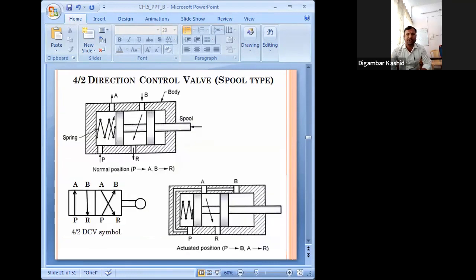Then 4/2 direction control. There again it is spool type, spring return is there. You can see in the normal position, fluid will pass from P to A and from B fluid will come to the reservoir. But when it actuates, fluid will pass P to B, and fluid will come from A to R. That means this one is the actuation position. Understood or not?